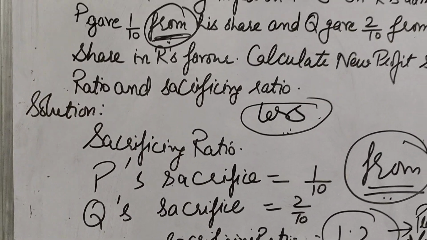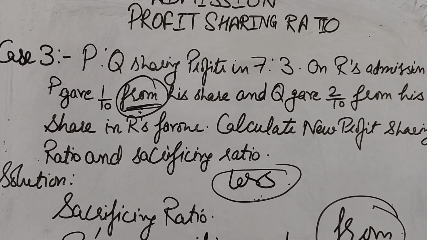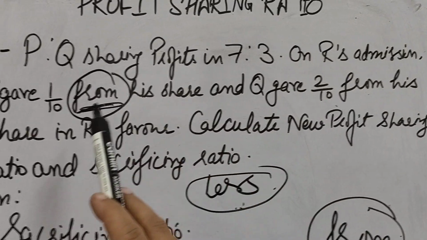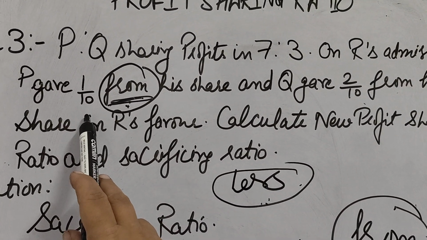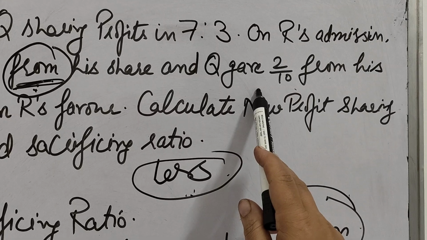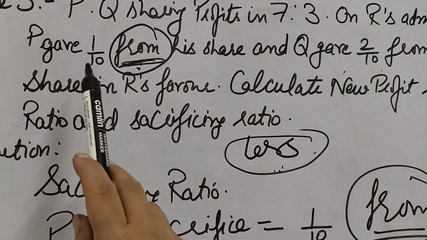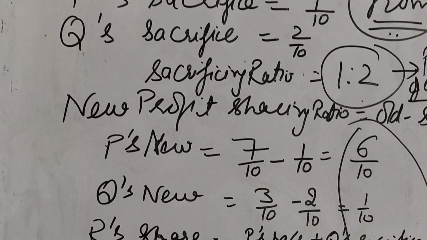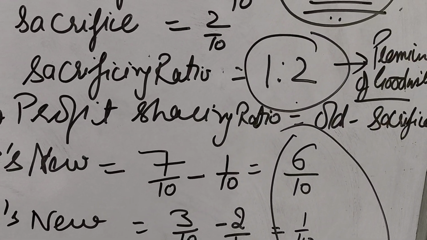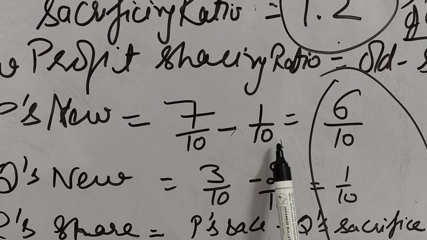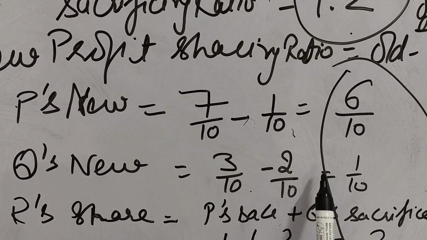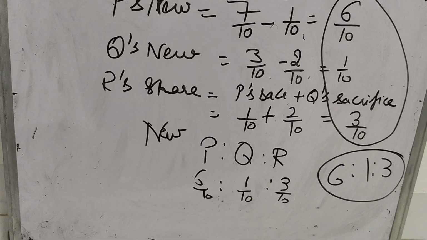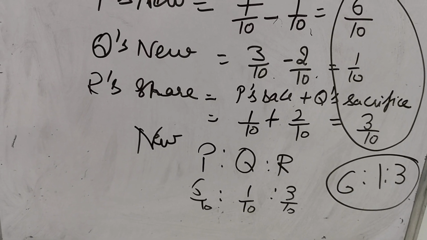Again, recapitulating with the statement, here the statement was P gave from his share, Q gave from his share. So here sacrifice was given for P 1 by 10, for Q 2 by 10. So what is R's share? 1 by 10 plus 2 by 10. And then for calculating the new ratio, from P's share we deducted sacrifice, and from Q's share also we deducted sacrifice. This is the way we got our new ratio, that is 6:1:3.